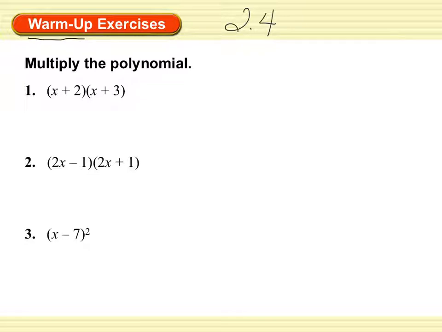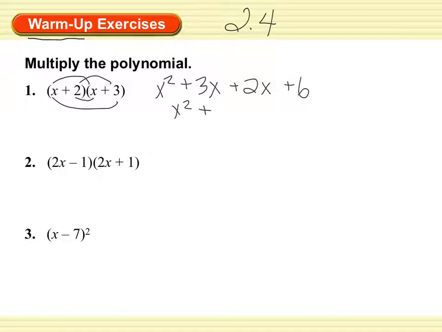Multiply the polynomials. When we have two binomials, that means two terms in parentheses, to multiply them, we FOIL. First, outer, inner, last. So first times first, x squared, outer, 3x, inner, 2x, and last is 6. Collect your like terms. I sort of go over this fast because this should just be a really simple review for you.